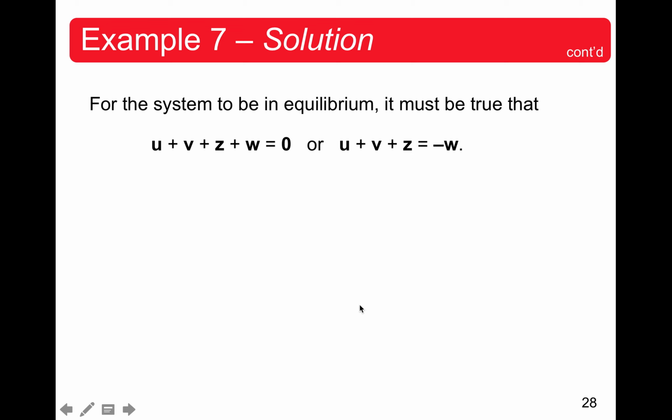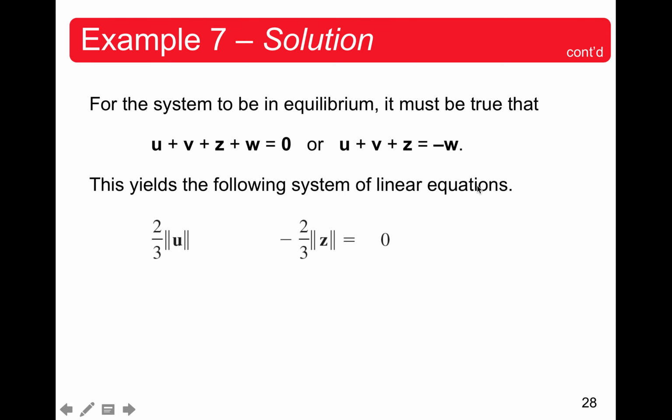Okay, so in order for the system to be in equilibrium, it has to be true that all of your different vectors have to equal 0, or the 3 vectors that we have just defined have to be equal to negative W, the opposite of the force that's being applied. So I'm going to put them all out here so we can see.